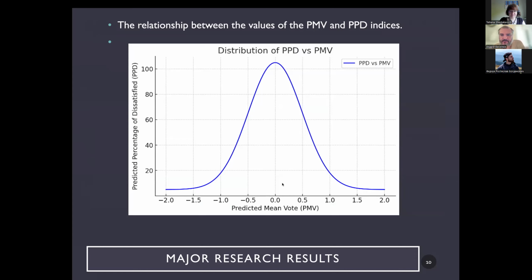The system uses a predicted mean vote index calculated via Fanger's equation to evaluate thermal comfort on a 7-point scale from very cold to very warm. It also incorporates the predicted percentage of dissatisfied PPD index to estimate the proportion of people likely to feel discomfort. These indices are correlated with optimal comfort, typically achieved when PMV ranges between minus 0.5 and plus 0.5, corresponding to PPD below 20 percent.